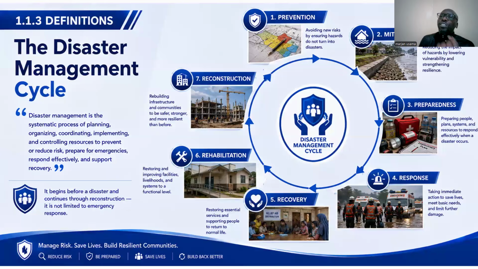What is the meaning of mitigation? Reducing the impact of hazard by lowering vulnerability and strengthening resilience. Mitigation, look at the picture. Mitigation basically means let us build a good drainage system such that when it rains, when the disaster comes, the loss will not be high. For example, in this picture, this is a river. You can see the river. But in this river, there is a small perimeter wall. So this is known as mitigation.